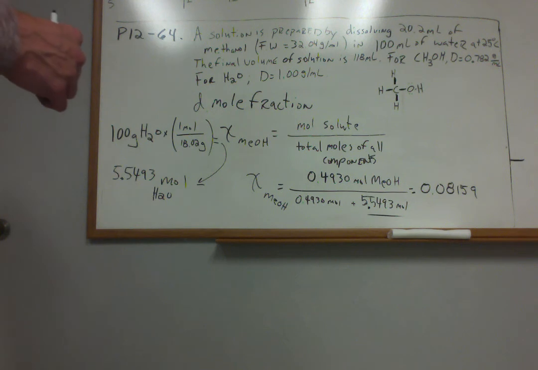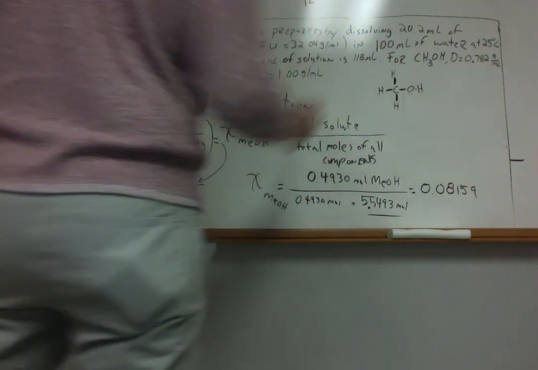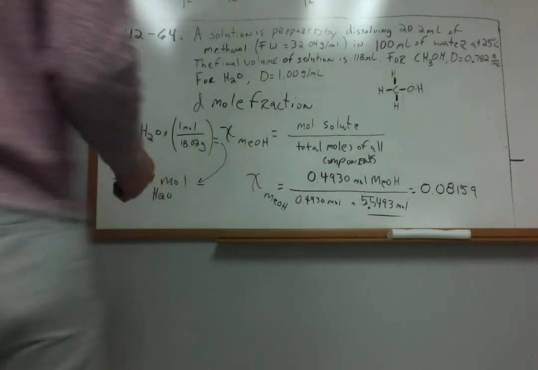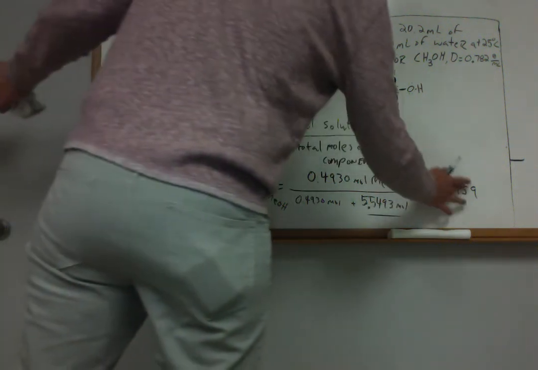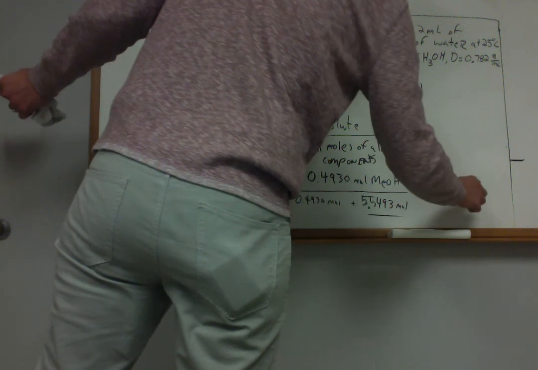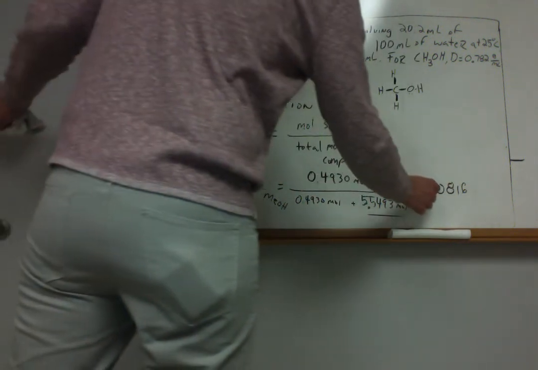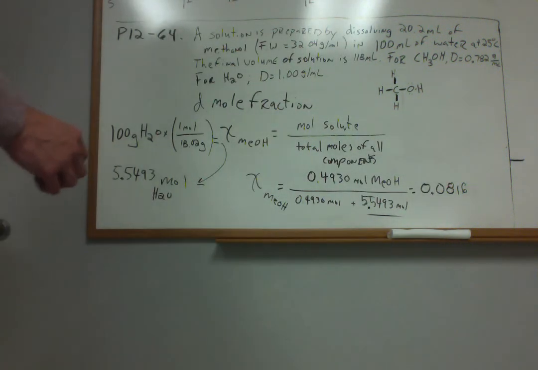If I want to pay some attention back to sig figs, you have to think about where this came from. I'm going to assume that there's a decimal point here, so this gives us 3 sig figs. This is also 3. Our density is reflected in 3 sig figs as well, so our answer probably should have 3. So I might round this to 0.0816 at that point, okay? And that's my mole fraction of methanol. Simple enough.